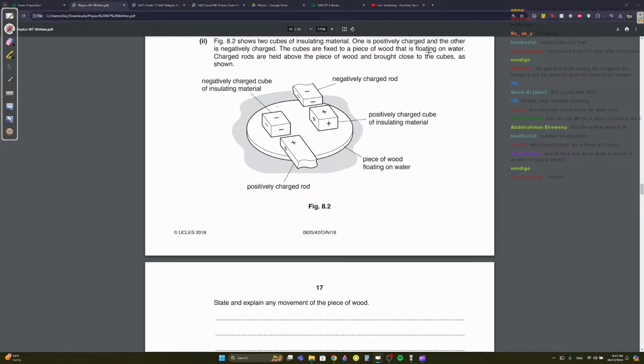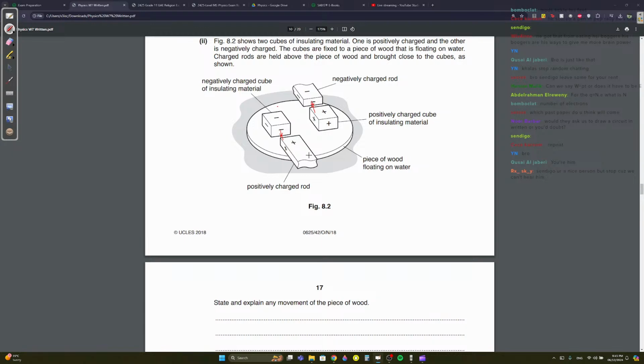The cubes are fixed to a piece of wood that is floating on water, right? Both of these cubes are attached to this piece of wood, the circular piece of wood. Then they got charged rods that are held and brought close to the cubes as shown. So they got a positive rod close to the negative one, and the negative rod close to the positive one. State and explain any movement of the piece of wood. What's gonna happen here? Here there's gonna be a force of attraction, right? And also here, there's gonna be a force of attraction, right? So don't you have two forces in opposite directions but same magnitude?